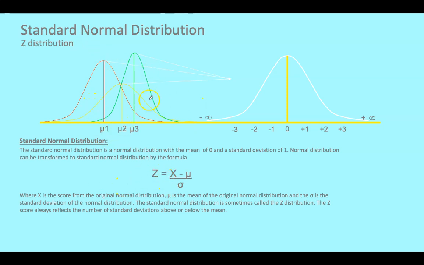The formula of the standard normal distribution is Z equal to X minus mu divided by the standard deviation. X is the score of the original normal distribution, mu is the mean of the original normal distribution, and delta is the standard deviation of the normal distribution. The standard normal distribution is sometimes called the Z distribution. The Z score always reflects the number of standard deviations above or below the mean. So this is all about probability distributions.